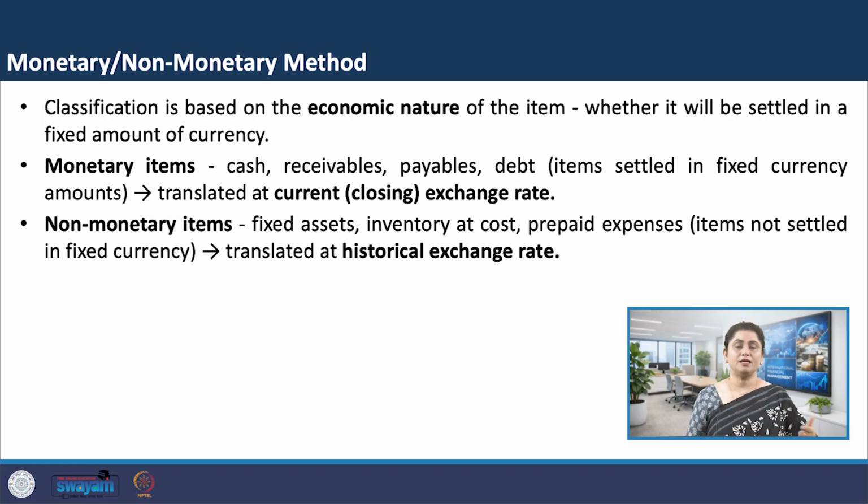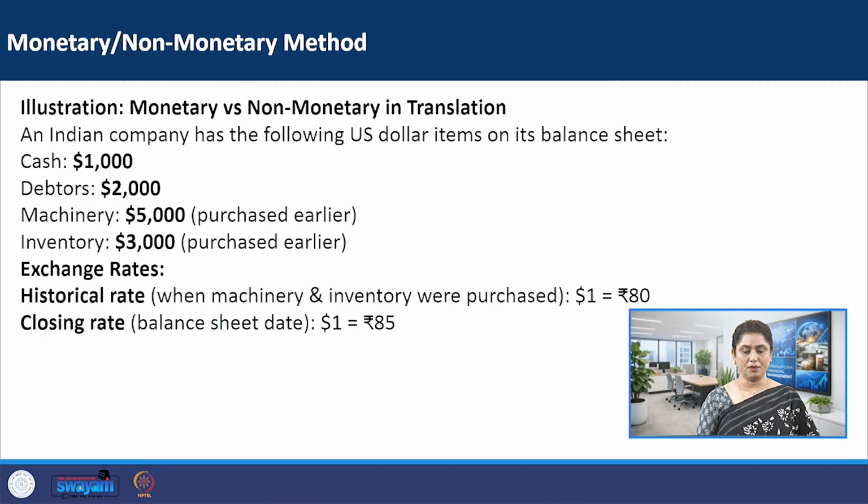If no, then it is a non-monetary item. Fixed assets, goodwill, inventory at cost, prepaid expenses. These are not settled by paying a fixed amount of currency. Their value is tied to physical or economic reality, not to fixed monetary claims. These are translated at the historical rate. Now I will explain the monetary and non-monetary method in translation with the help of an example.